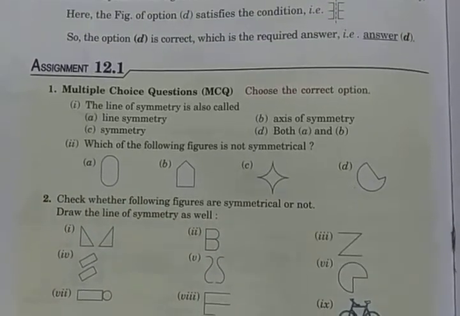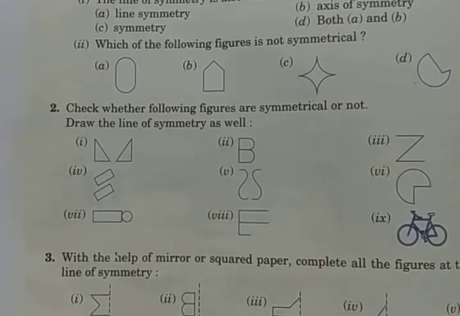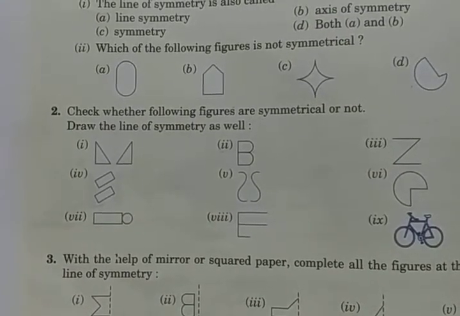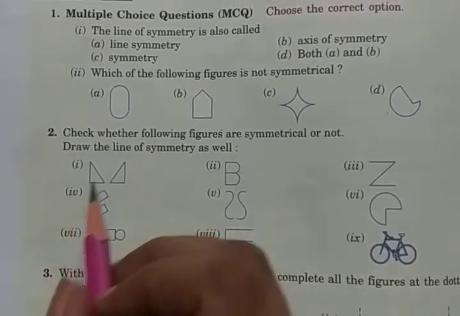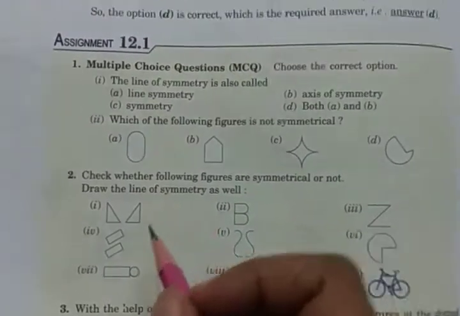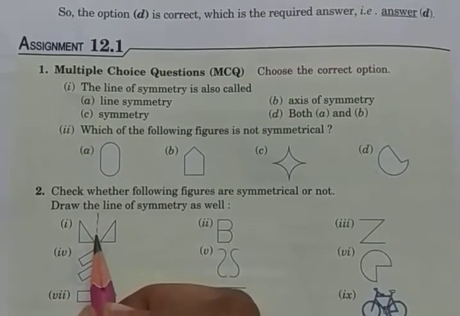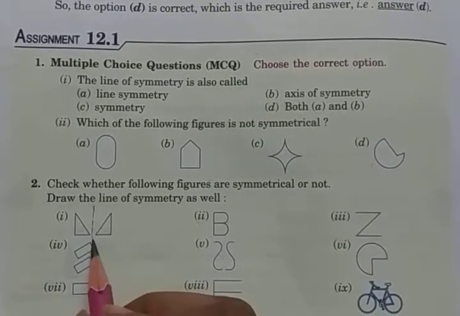Now we move to our exercise. Firstly, we will start from part second. Check whether the following figures are symmetrical or not. Firstly, we have to find whether these two figures are symmetrical or not. We first draw a symmetry line over here, like I draw a line here. You have to draw this line with the help of a scale.